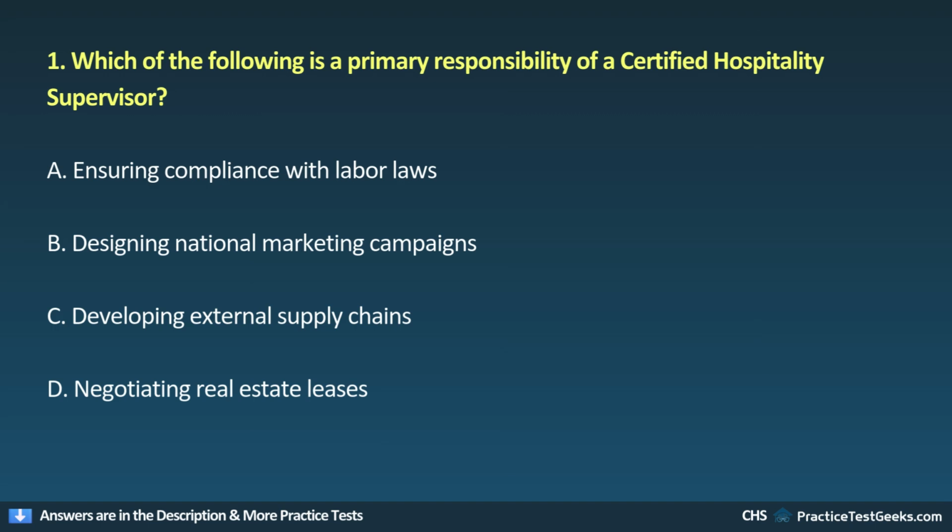1. Which of the following is a primary responsibility of a certified hospitality supervisor? A. Ensuring compliance with labor laws. B. Designing national marketing campaigns. C. Developing external supply chains. D. Negotiating real estate leases.